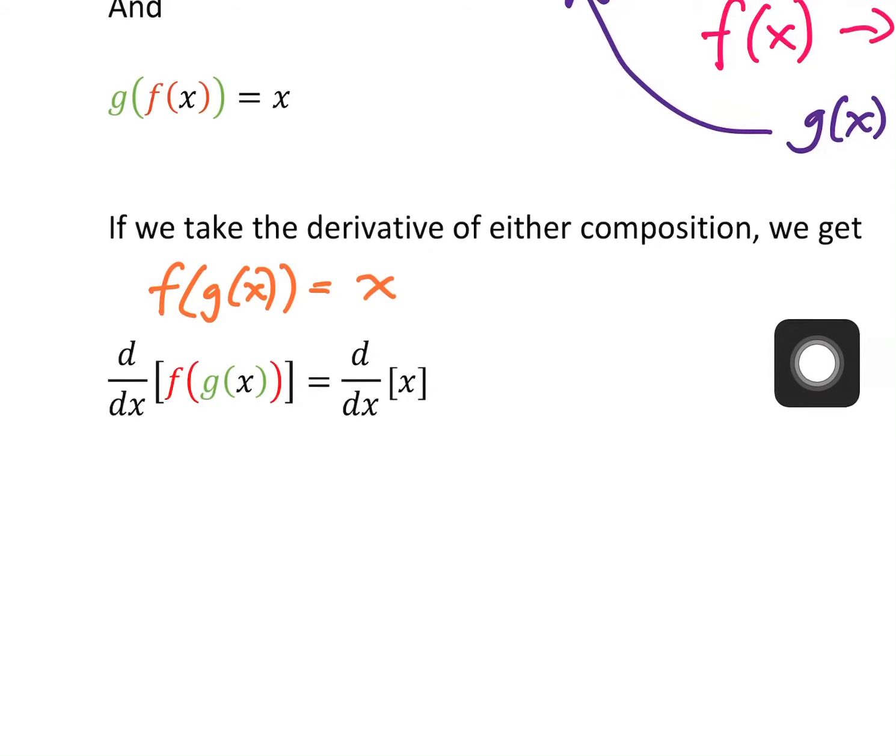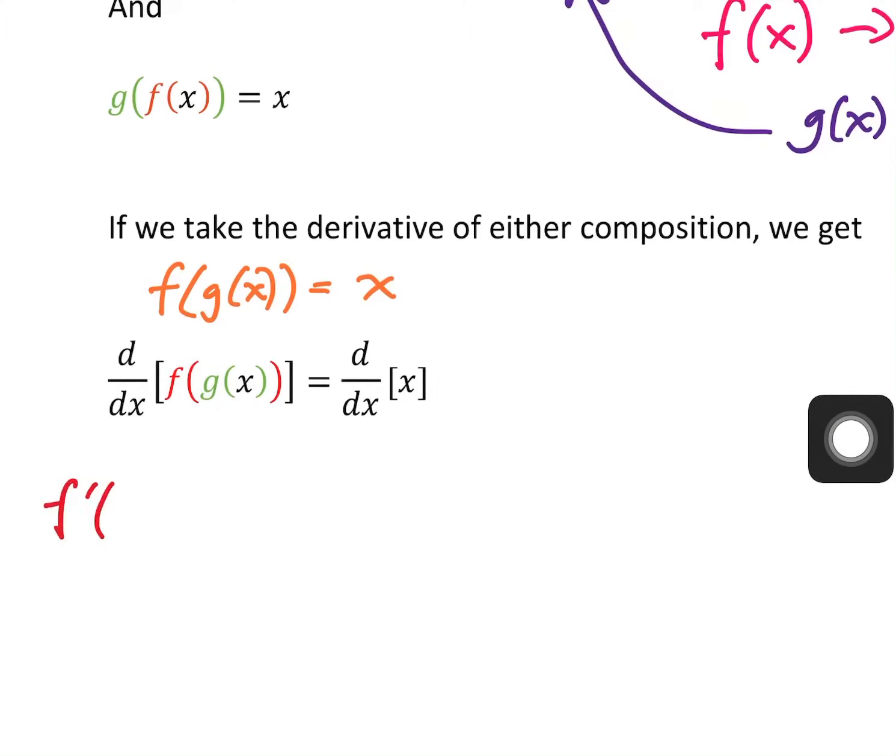So on the left-hand side, to take the derivative of f of g of x, we have to use the chain rule. And so the chain rule states that I would have f prime of g of x multiplied by whatever g prime of x is. And so that's the chain rule: take the derivative of the outside first, multiplied by the derivative of the inside. So f prime of g of x times g prime of x.